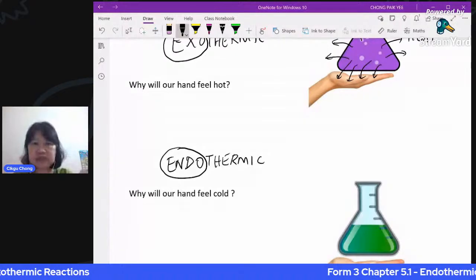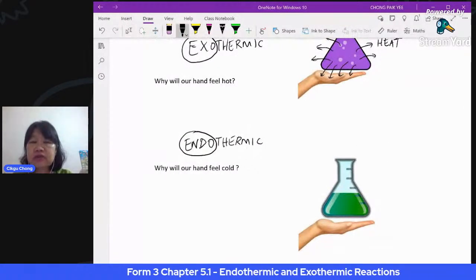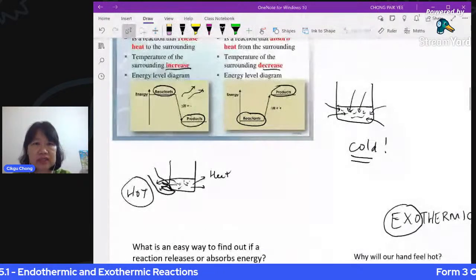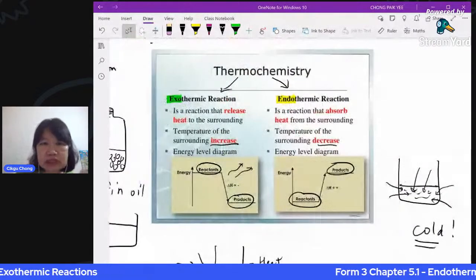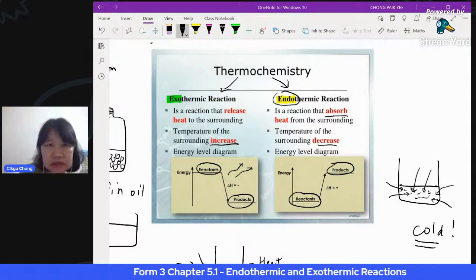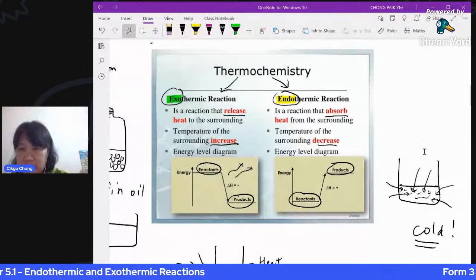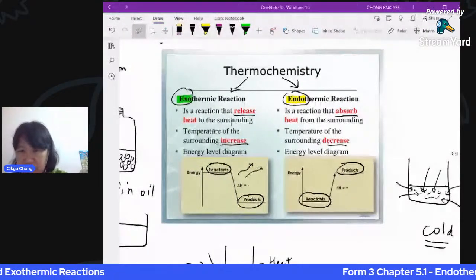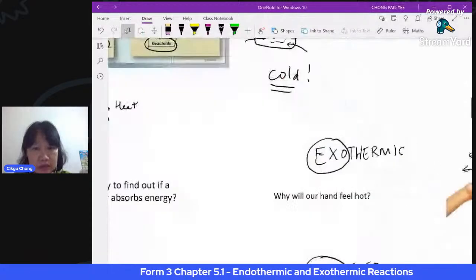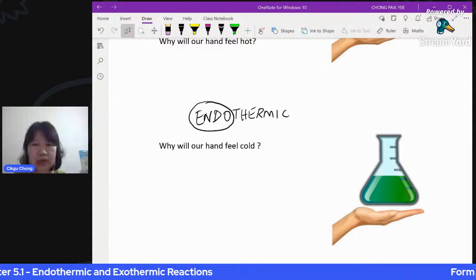Same reason as just now. We mentioned endothermic means what? Does the reaction release or absorb heat? Look here, endo is absorbs heat, exo is releases heat. So endothermic absorbs heat. So absorbing heat means from where? Where is it going to absorb the heat from? It absorbs the heat from everywhere.